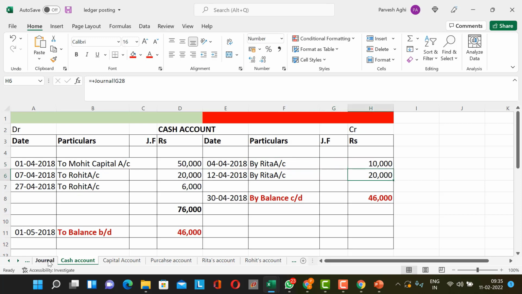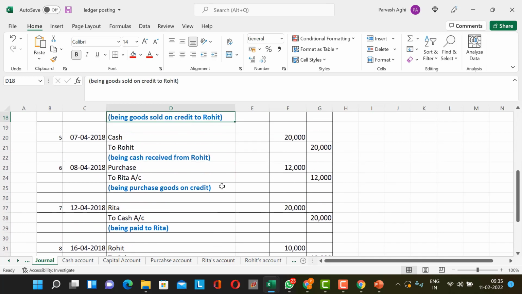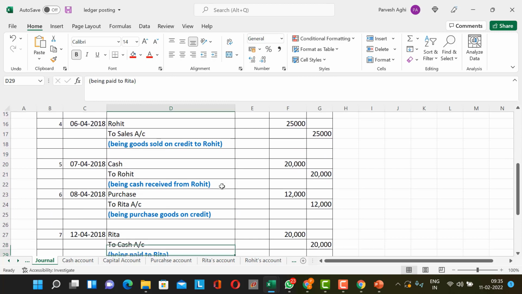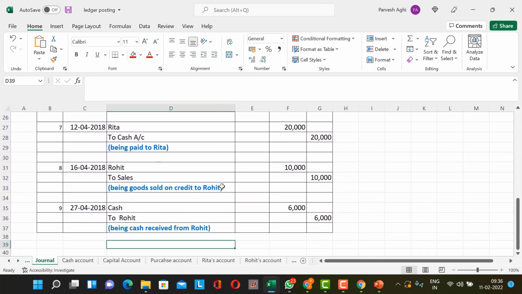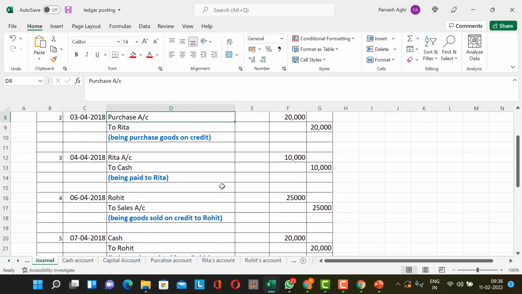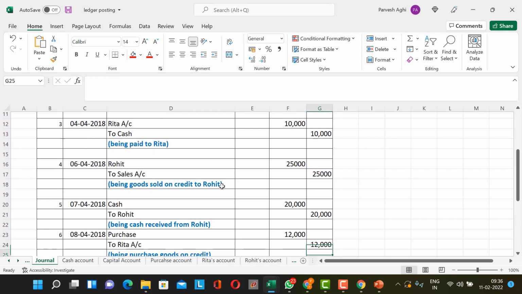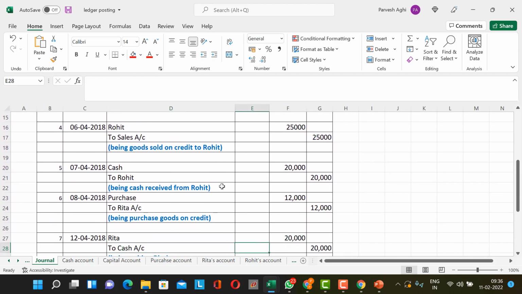So we can go to the journal here and see Rita to cash. This is 20,000, and then one more transaction of Rita, which was Rita to cash, 10,000. So these are the two amounts which are paid to Rita. One was this 10,000, and second was this 20,000. So purchase, Rita to cash, 20,000.